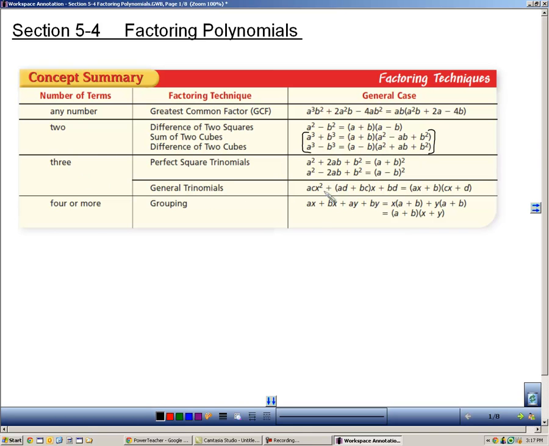If you have three terms, you can use what I've called the diamond in the past, or you can use this perfect square trinomial idea. And if there are four or more terms, we use a method called grouping. We're going to look at each one of these and just review how to do them.